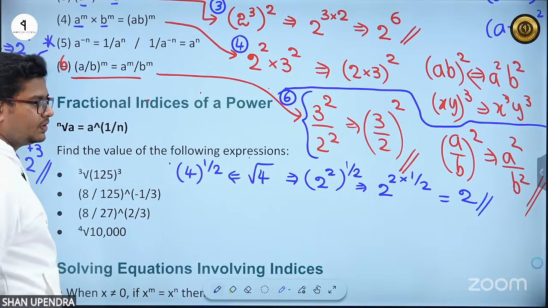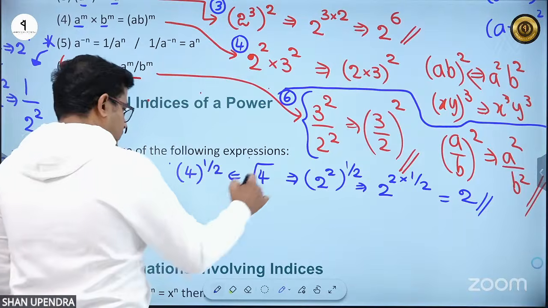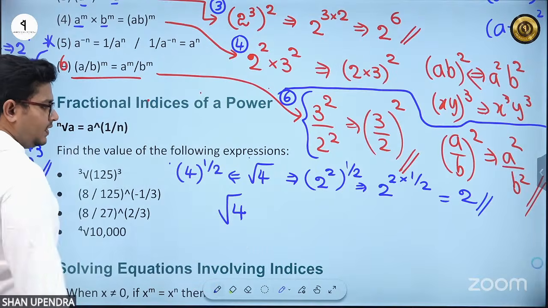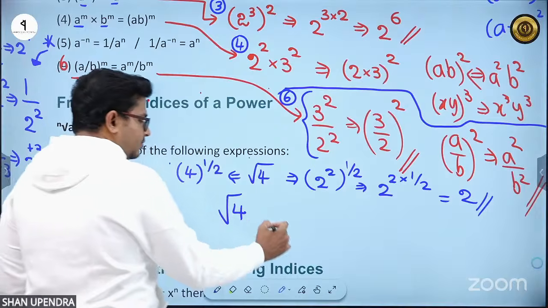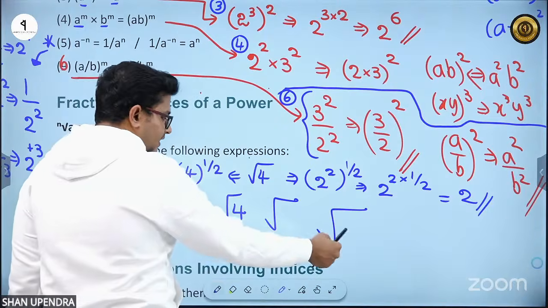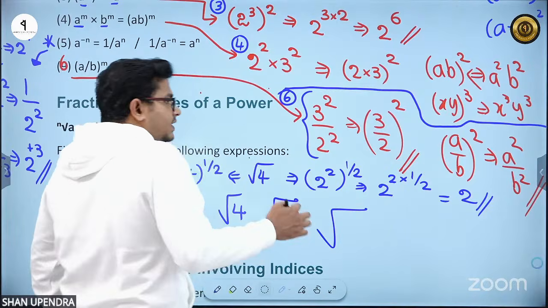You know that kind of behavior. So normally we can represent square root of 4 in this way. If you just write the symbol, the meaning of that one is take the half value to the half power.